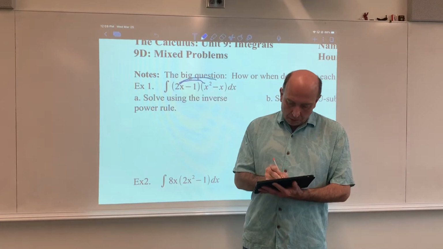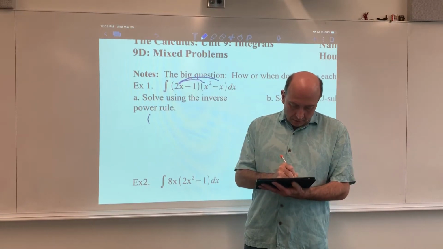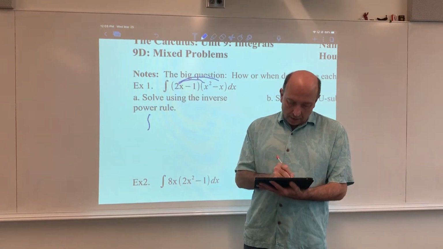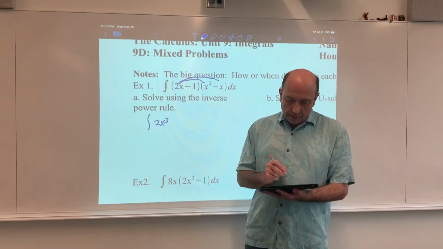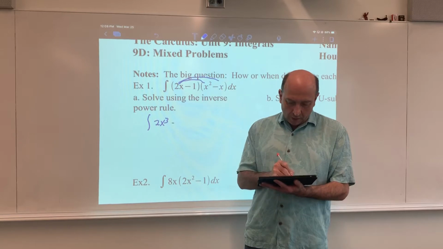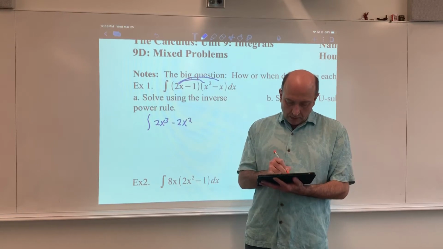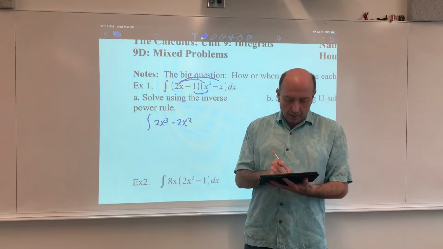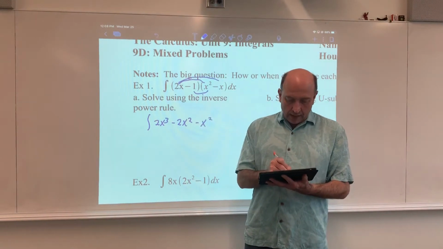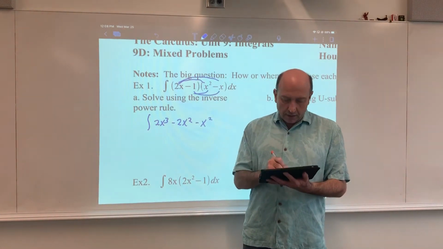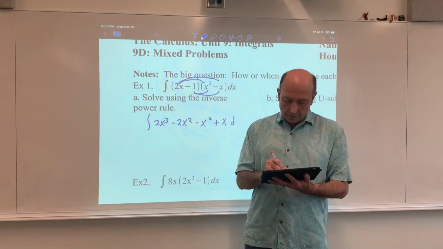Okay, so we'll FOIL it out. So 2x times x squared is 2x cubed. 2x times negative x is a negative 2x squared. Negative 1 times x squared is negative x squared. And negative 1 times negative x is positive x.